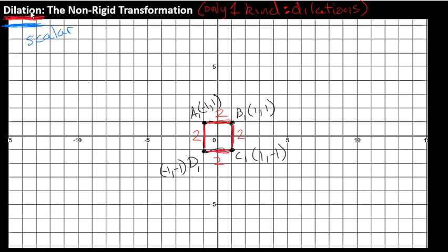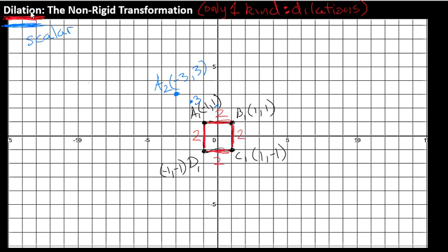Let's go ahead and multiply everything by 3. So vertex A1 is going to become, well, what is 3 times negative 1? Negative 3. And 3 times positive 1 will give me positive 3. So that's going to put me here. Again, I'm multiplying by my scalar of 3, right? So that's going to give me a new vertex. We'll call it A2. And it's going to be negative 3 by 3.